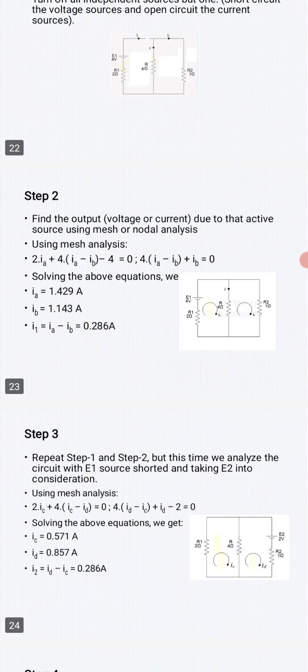Step 2: find the output voltage or current due to that active source using mesh or nodal analysis. Using mesh analysis, we are going to calculate the current. The currents IA and IB are flowing through the circuit. We can calculate the corresponding IA and IB, and I is nothing but IA minus IB. So we can calculate the IA value, IB value and I1 value by eliminating source 2.